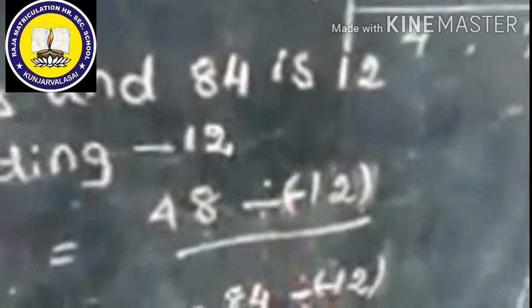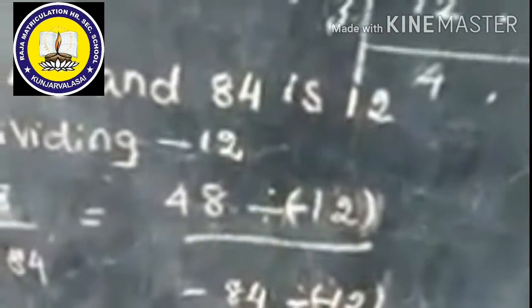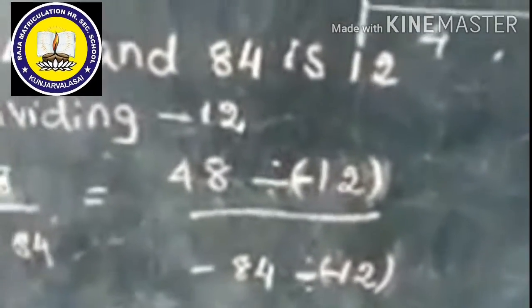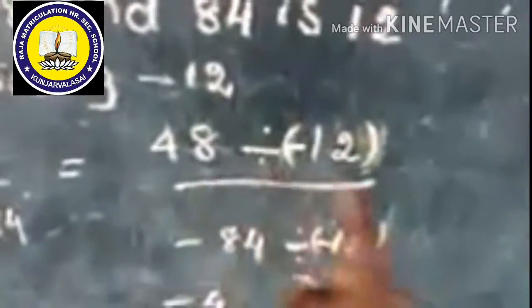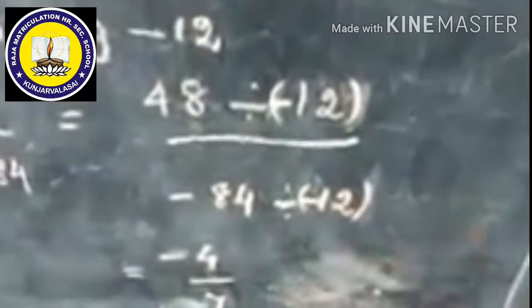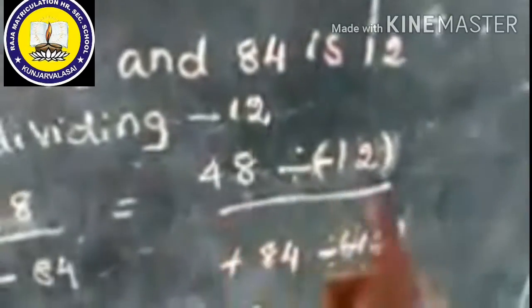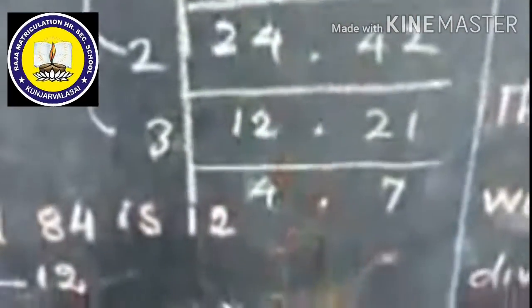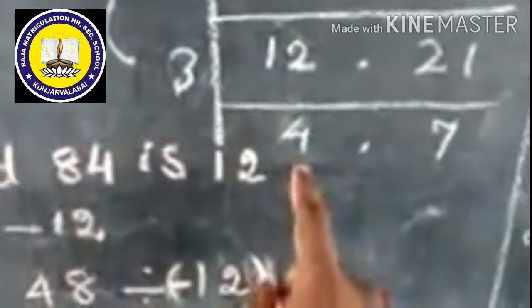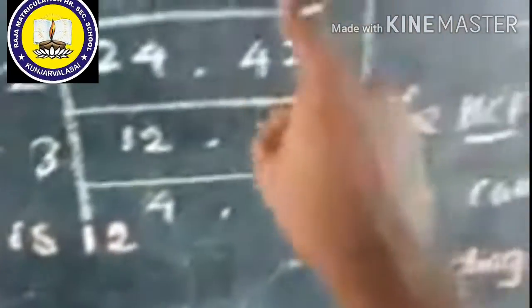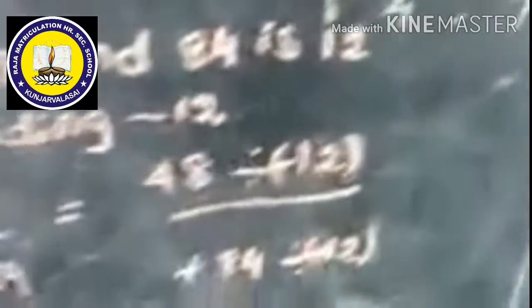Minus minus cancel. And this is a simple method. 48 divided by 12, here 48, then the answer is 4. Therefore 48 divided by minus 12 means the answer is minus 4. 84 divided by 12, what is the answer? 84, then the answer is 7. Minus minus cancel. Now the answer is minus 4 by 7. Here this is the standard form of the rational number. Can you understand?